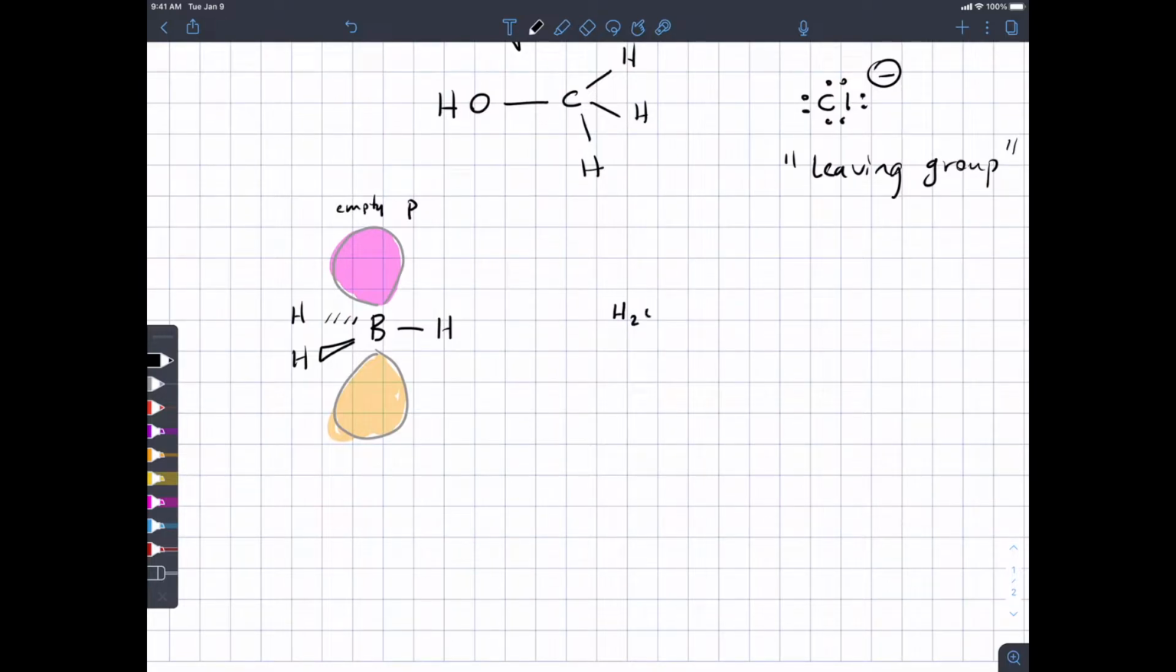And then I can't remember which particular nucleophile we used, but if we used water as a nucleophile, the HOMO would be the non-bonding lone pair electrons on the oxygen.